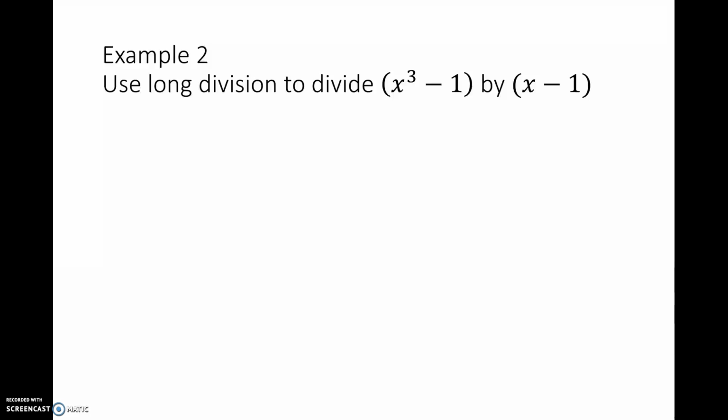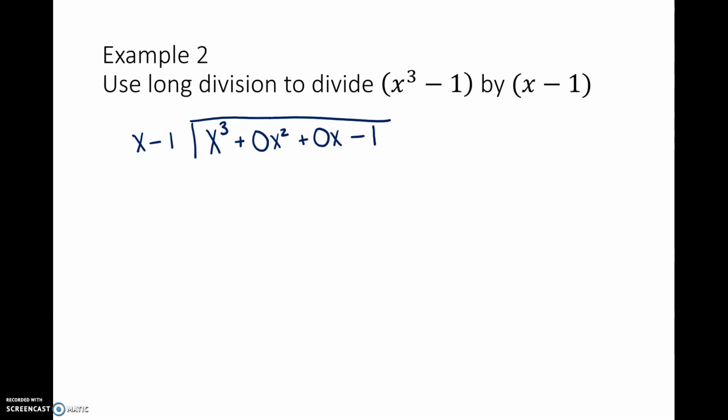Like in this next one, do you see how we start with x to the third? And then the next term is negative 1. So we want to write down x to the third, 0x squared, 0x minus 1. Do you want to try this one by yourself? If you want to try this by yourself, pause the video, give it a try, then play the video and I'll walk through it.